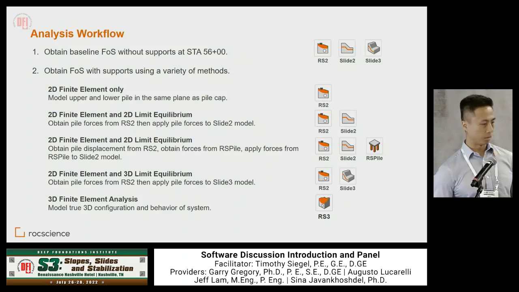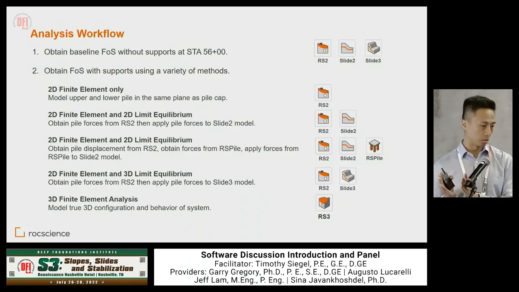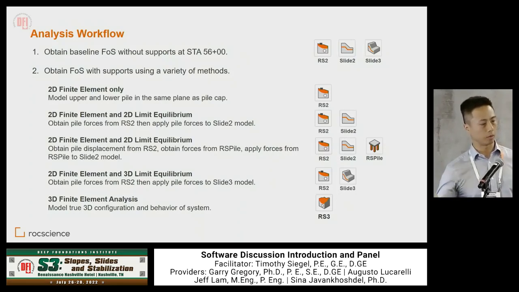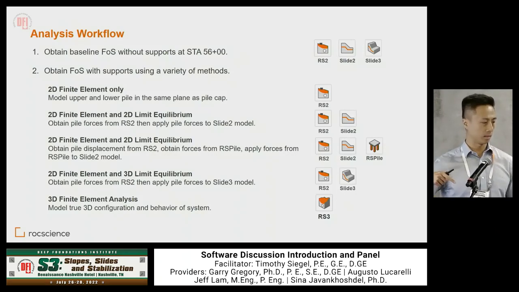So in step 2, we started off with RS2, where we assume that these piles are basically collapsed into a single plane, and we're looking at it in 2D, right? So we're smearing the effects of the pile into 2 dimensions. And then after that, we're going to show you how we took the pile forces that we got from RS2 and applied them to Slide 2 to get the factor of safety. We also took the displacement that we got from RS2, moved it to RSpile to get the pile forces, and then used those pile forces in the 2D limit equilibrium analysis.